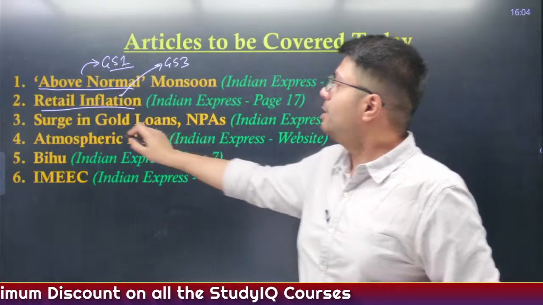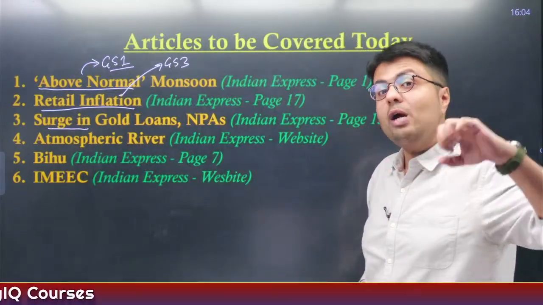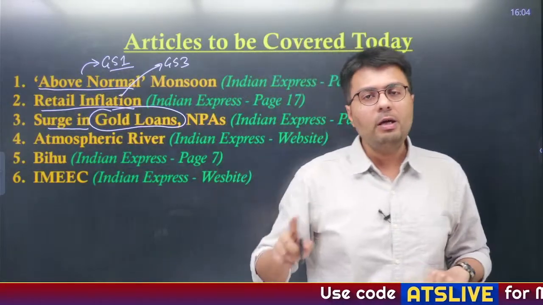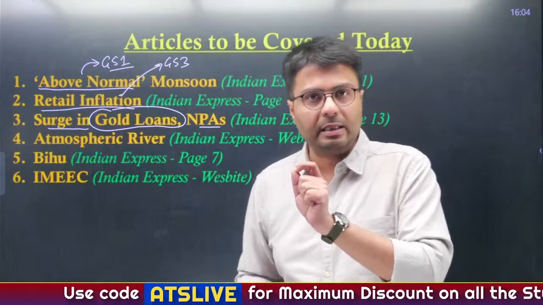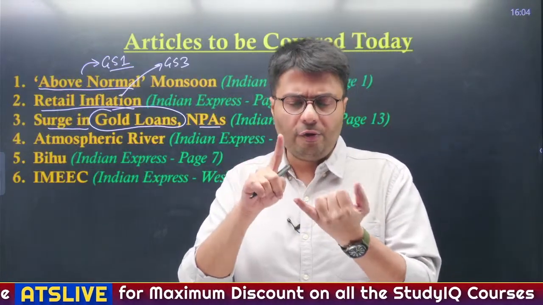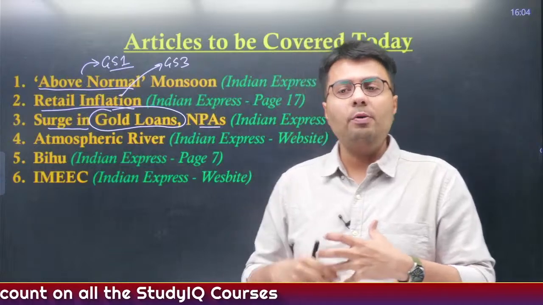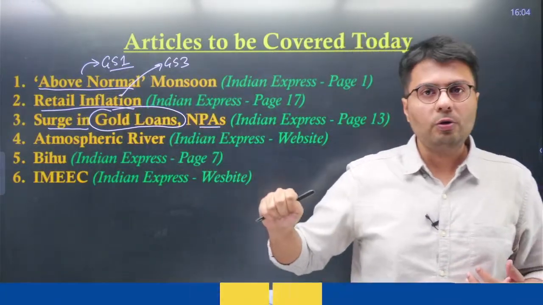Similarly, in the third article, we'll be understanding why there is a surge or increase in the levels of gold loans available in the Indian economy, and also why there is an increase in the corresponding levels of non-performing assets. We'll try to understand first of all the definition of non-performing assets, and also the factors that drive the surge in gold loans in our country, right?